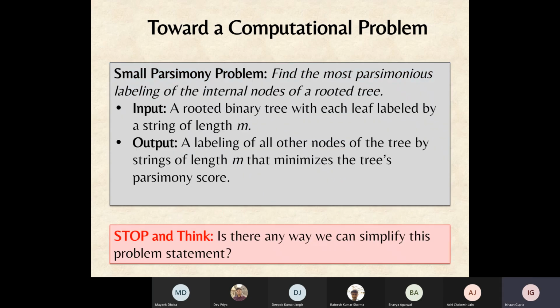All right. Can we simplify this problem statement? Before I leave the class today, can you simplify this problem statement, so that if you can solve that problem, then you can also solve this one? You are given a rooted binary tree with each leaf labeled with a string of length m. The output is a labeling of all the nodes of the tree by strings of length m that minimizes the tree's parsimony score.